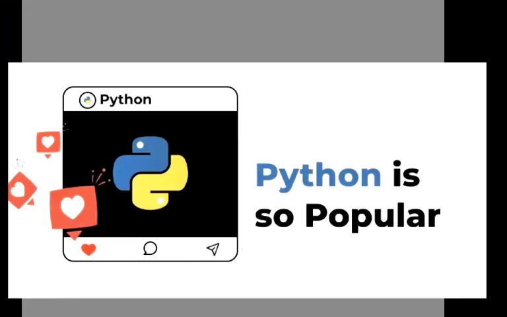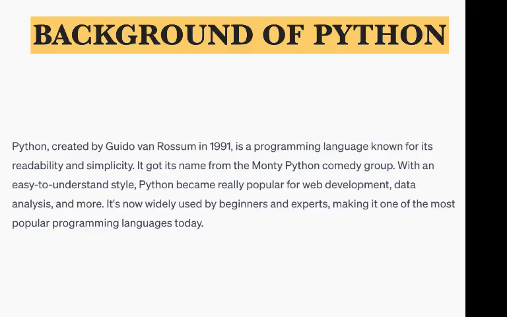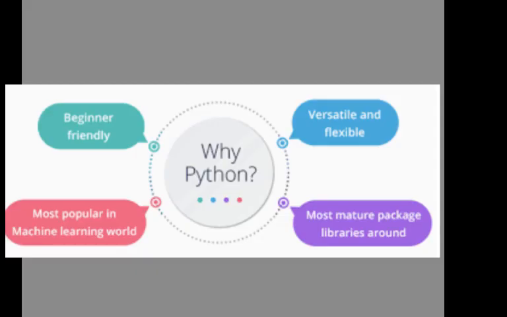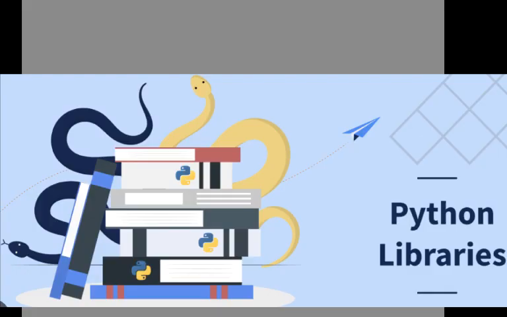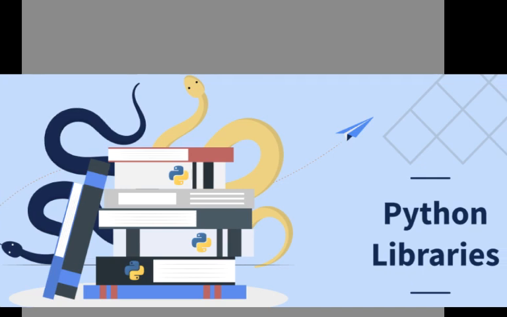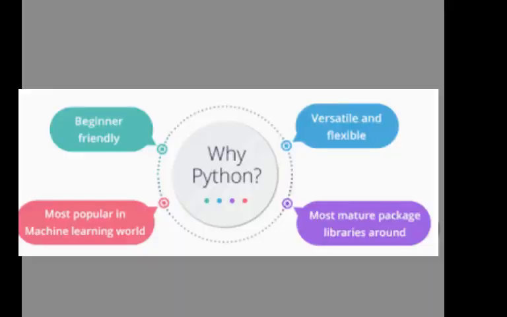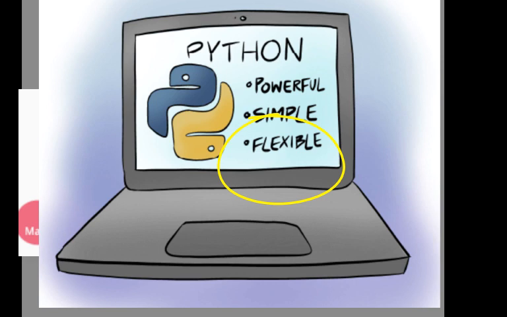It's the most popular in the machine learning world, like we said in our brief background. And then it has the most mature libraries. So libraries, as in, the information from the code within the code is stored inside a library, and so are values from a variable. Now, it's very versatile and flexible. It does whatever you want it to do.